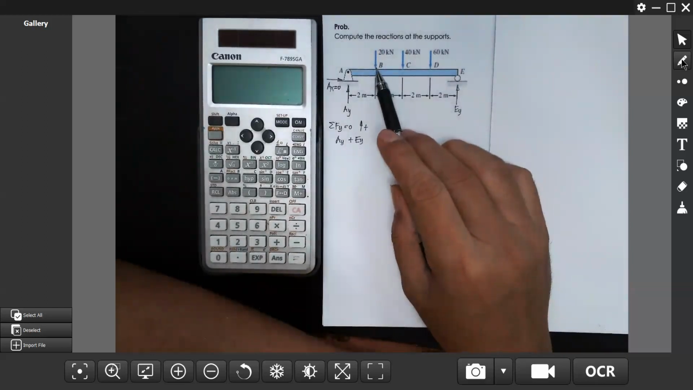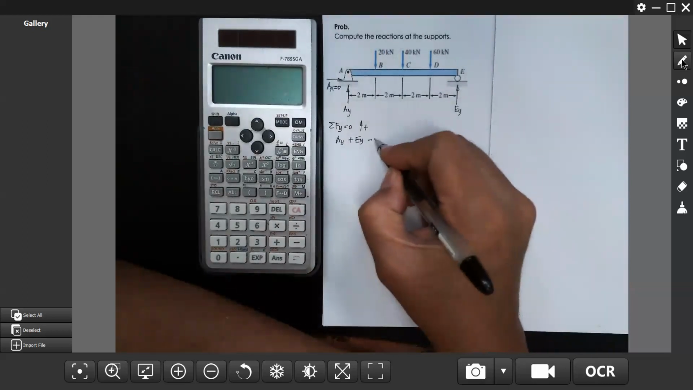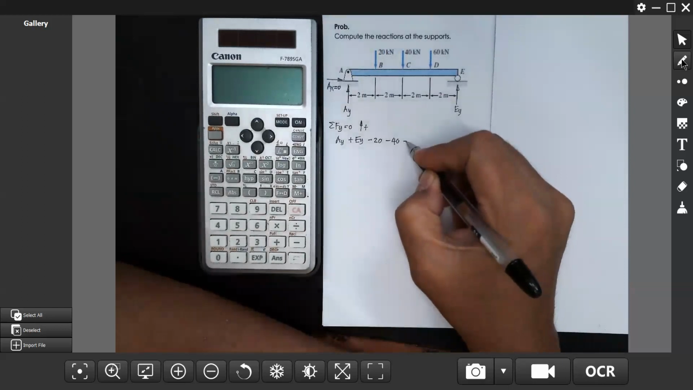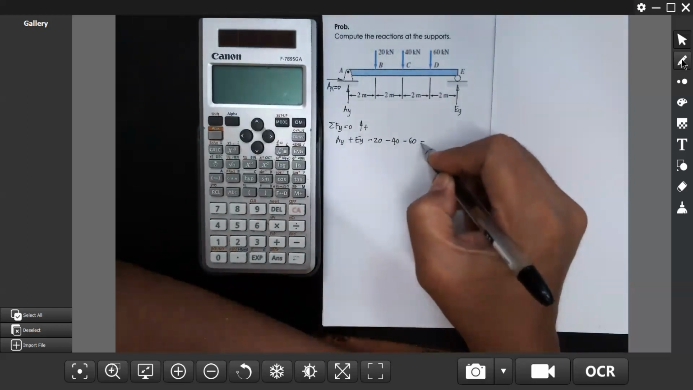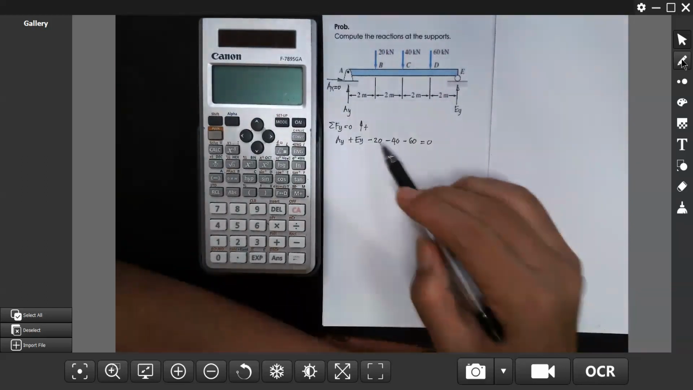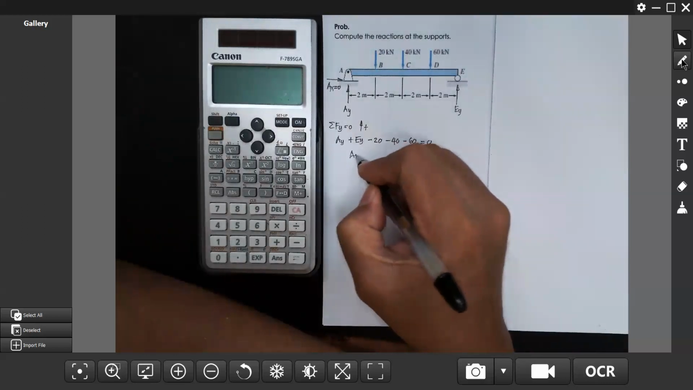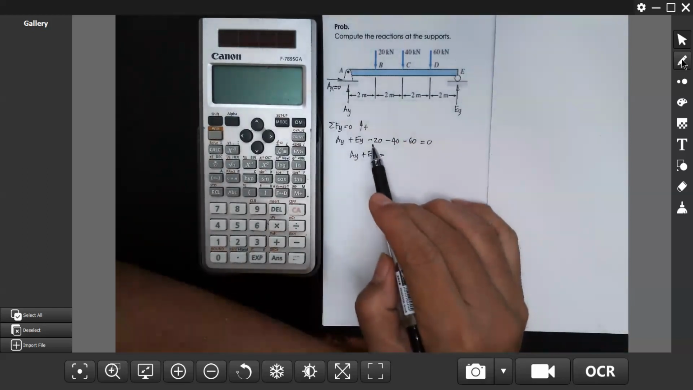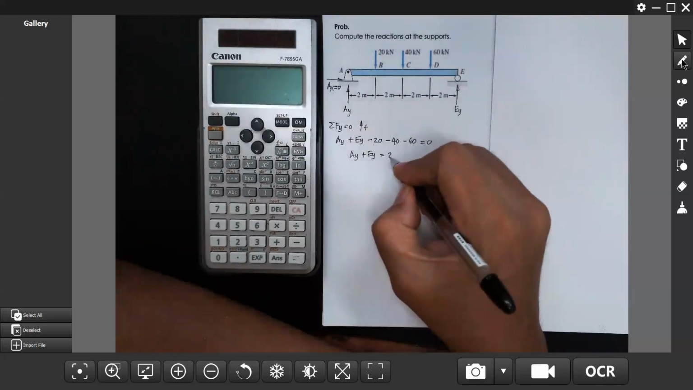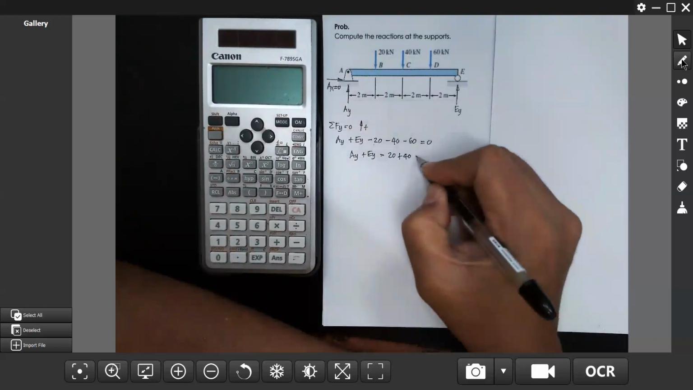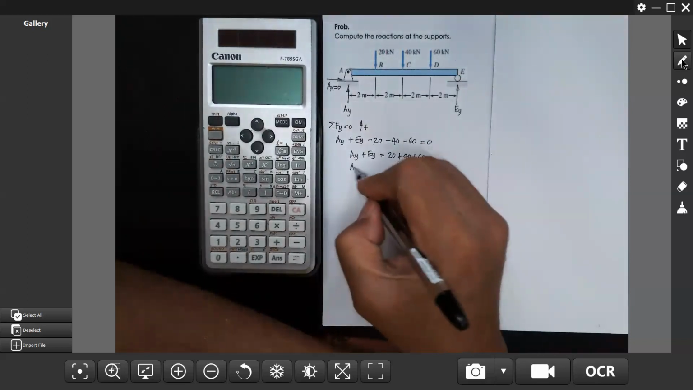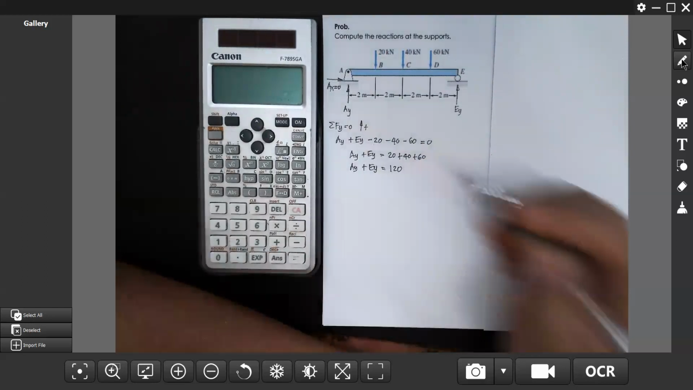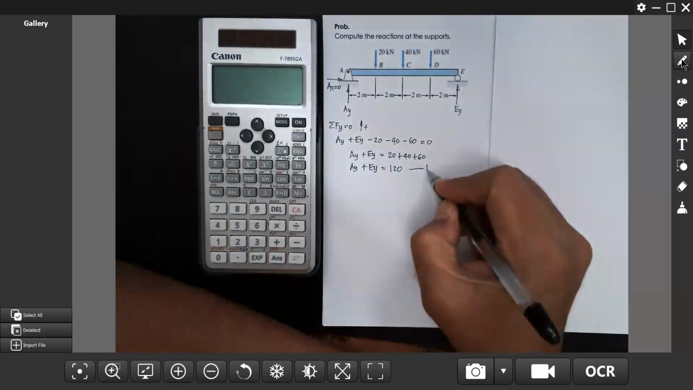And then this is downward, so minus 20, minus 40, and minus 60 equal to 0. So next is we transpose. We have AY plus EY equals, transposing all the constants to the right side, 20 plus 40 plus 60. Finally, we have AY plus EY equals 120. This is our equation 1.